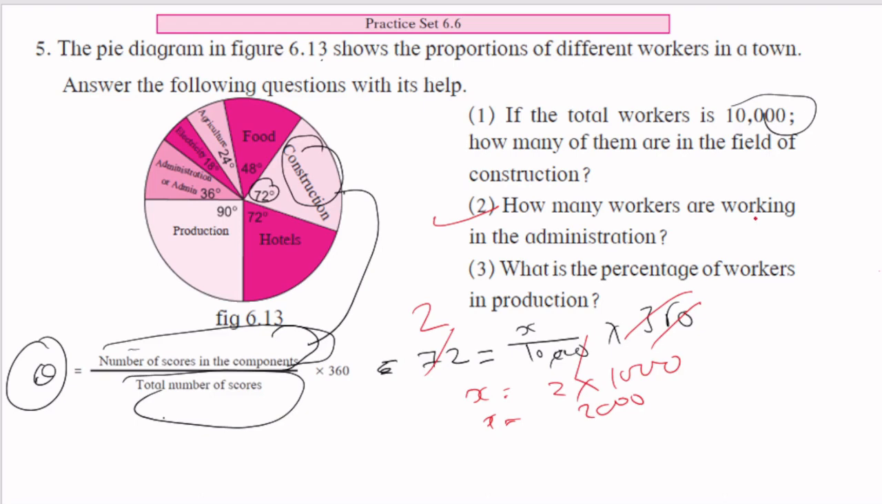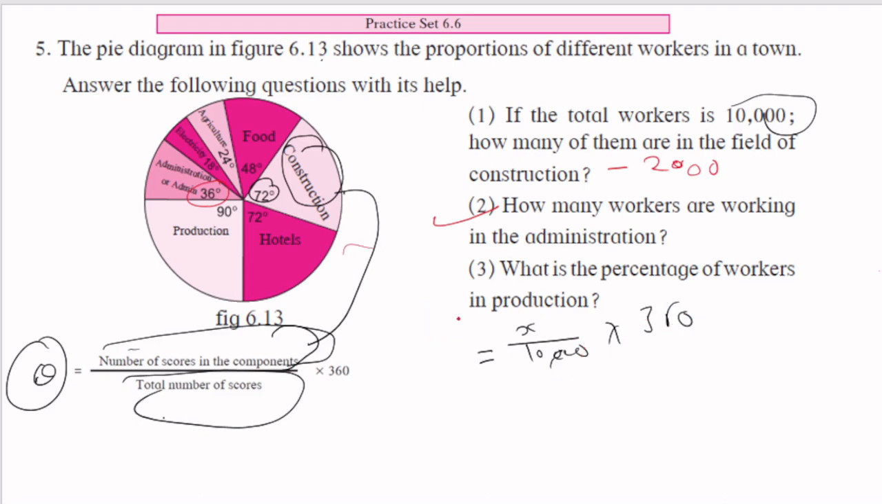How many workers are working in administration? Now, considering the same 10,000, you have to find how many workers are working in administration. So the administration angle is how much? 36. Let's see how we will solve this. Let me write the answer over here for this one. Same thing, the angle just gets changed. So the angle is 36. So what can you do now? Cancel this, cancel this, 36 will get cancelled with this. So what remains? Thousands. x equals 1000. Now this answer is 1000. That's it. Very simple, right?